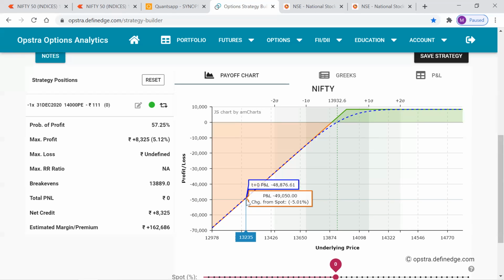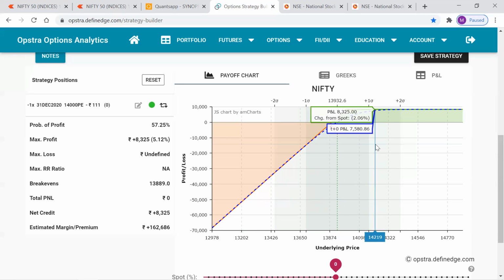In the option selling scenario, if your view is correct and the market goes beyond 14,000, to 15,000 or 16,000 or 20K as well, you're not going to get more profit. You'll be getting only the defined profit, which is 8,325 rupees. But in the negative scenario, imagine that your view went wrong.